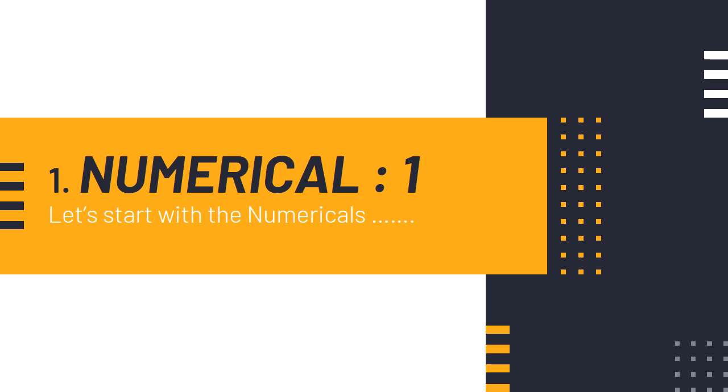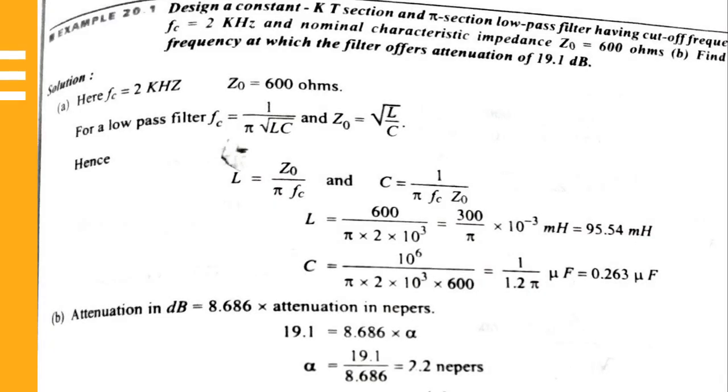So let's start numerical number 1. What is mentioned here? Design a constant K, T section and pi section of a low pass filter having a cutoff frequency of 2 kHz and a nominal characteristic impedance of 600 ohm. We need to find the frequency at which the filter offers an attenuation of 19.1 dB. So the designing part is related to the T section as well as the pi section.